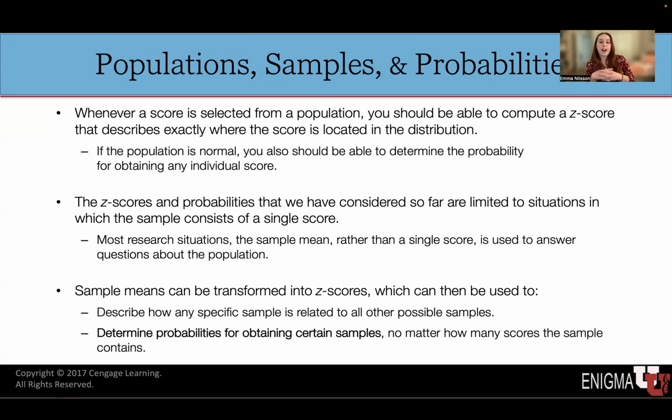So the way of changing that is that we transform our sample means into z-scores, and then it can describe how any specific sample is related to any other possible sample from that population. And we can determine the probability of obtaining a specific sample from any population, no matter how many scores that sample contains.